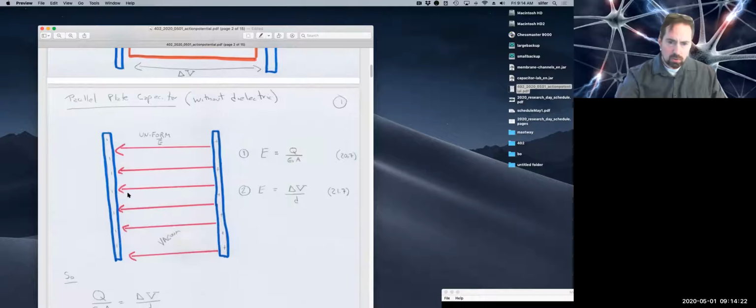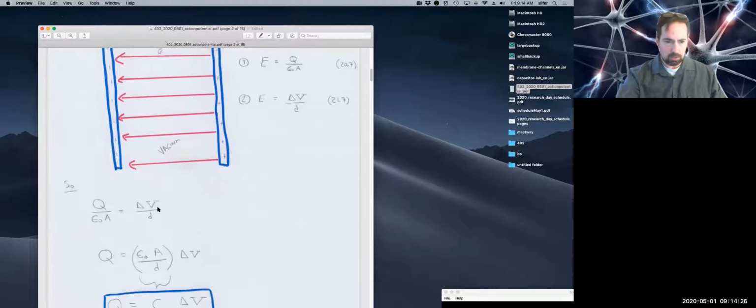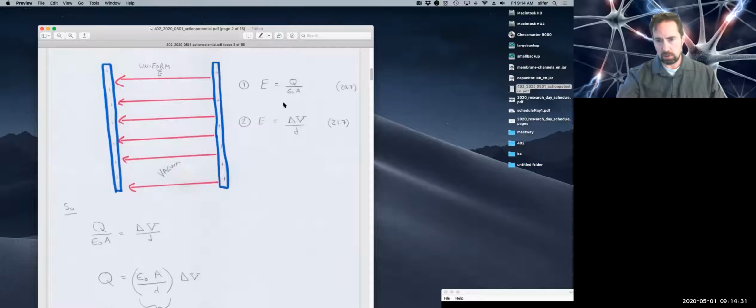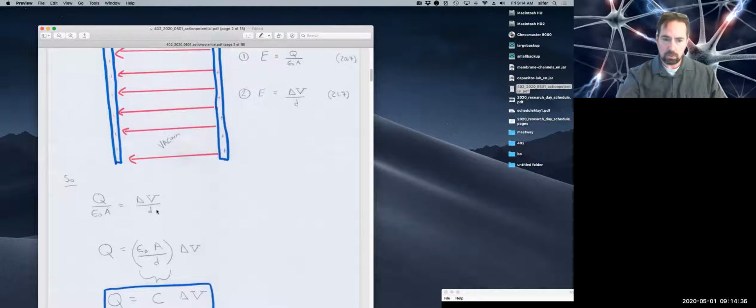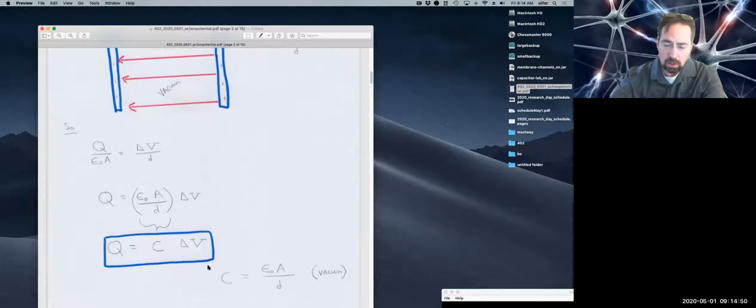Okay, so these are our two equations for the electric field, and all I'm going to do is set them equal to each other. They're two expressions, both equal to this uniform electric field. So I set them equal to each other and solve for Q. Again, this is nothing you haven't seen. We take this jumble of constants and call it C. That's the definition of the capacitance. So the capacitance is equal to epsilon naught A over d in a vacuum.